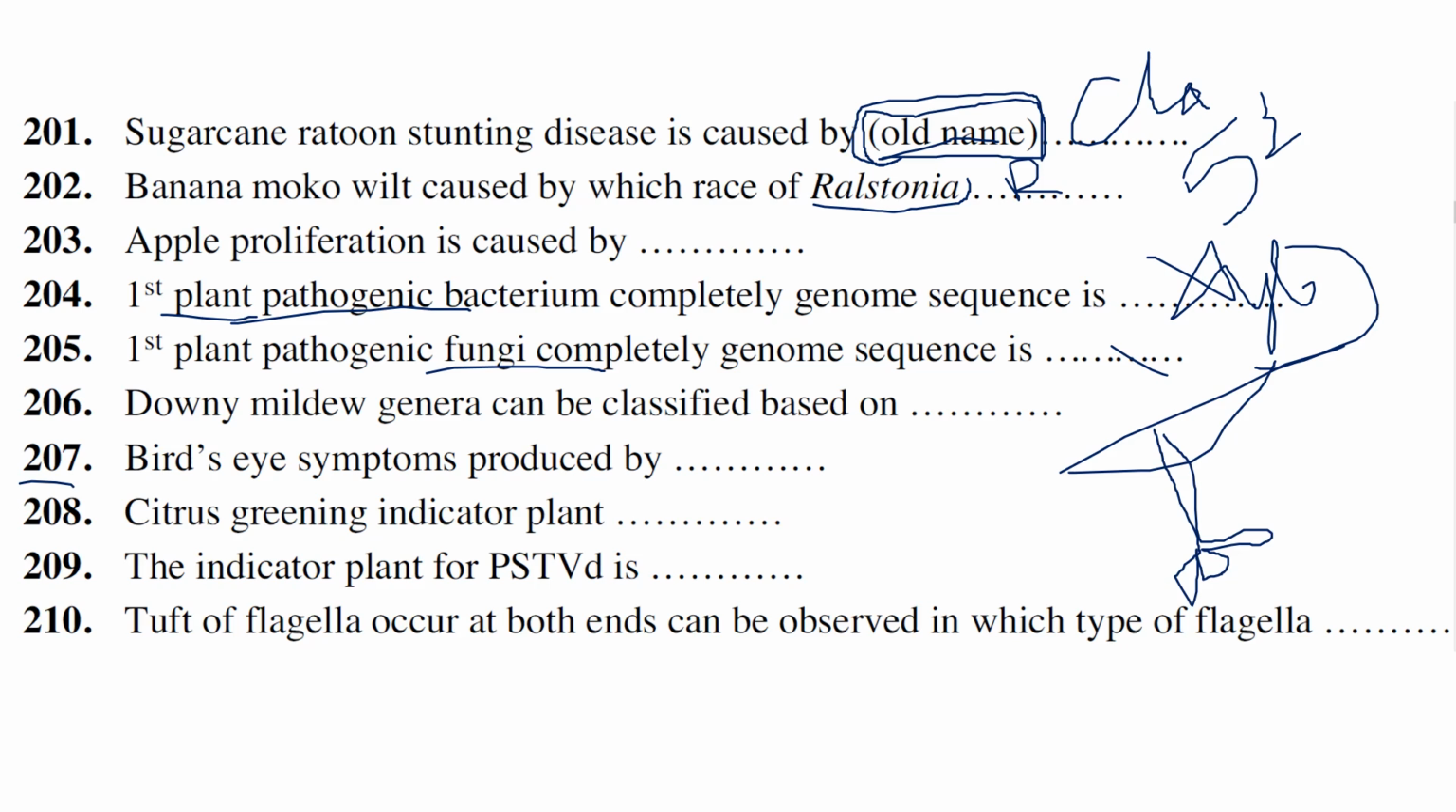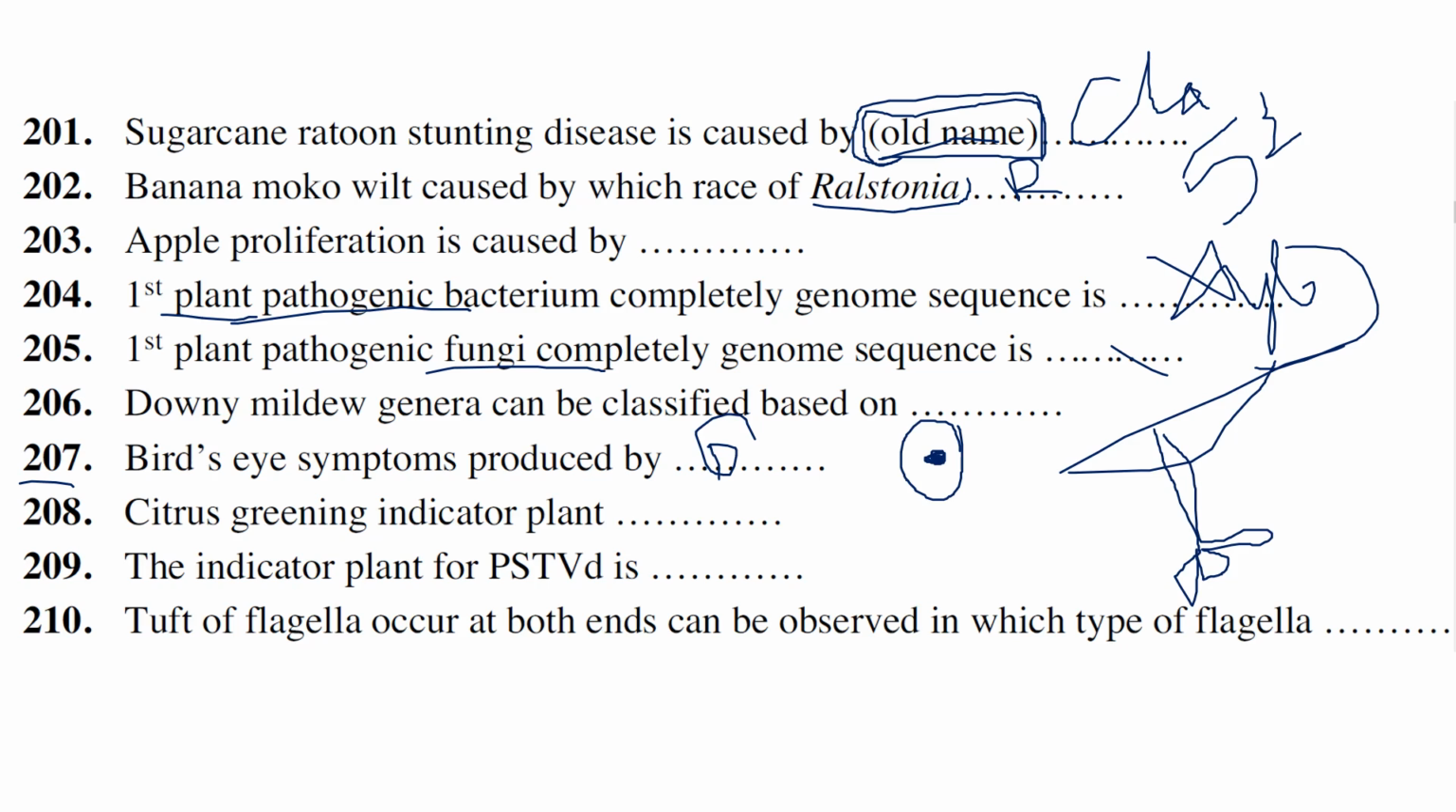Bird eye symptoms are produced by, so if you see, there is only one anthracnose, especially in grapes, grape anthracnose, which produces a bird eye kind of symptom like this. This is the grape, which produces exactly this kind of symptom, known as bird eye symptoms, that we can especially observe on grape anthracnose, which is caused by Elsinoe ampelina, I think.